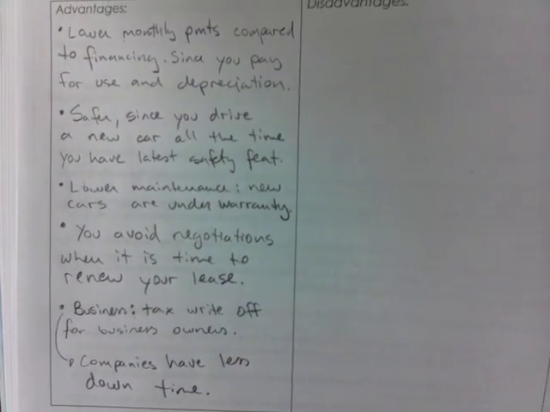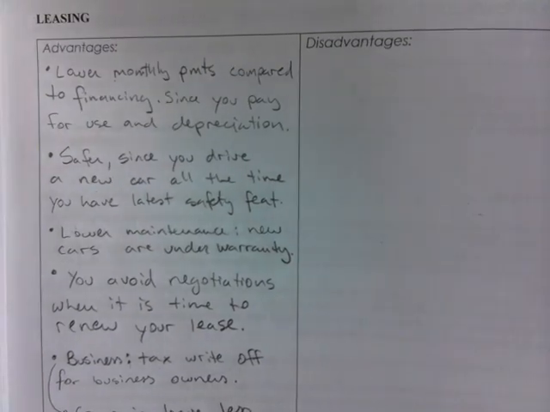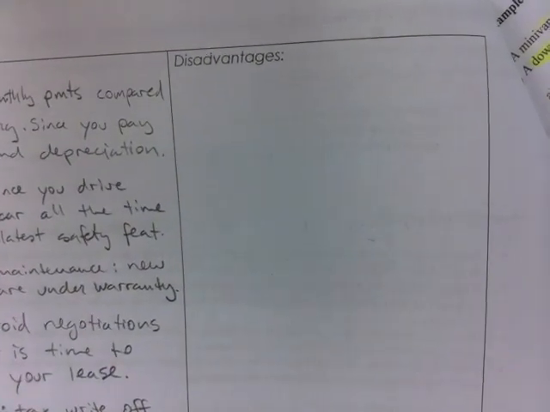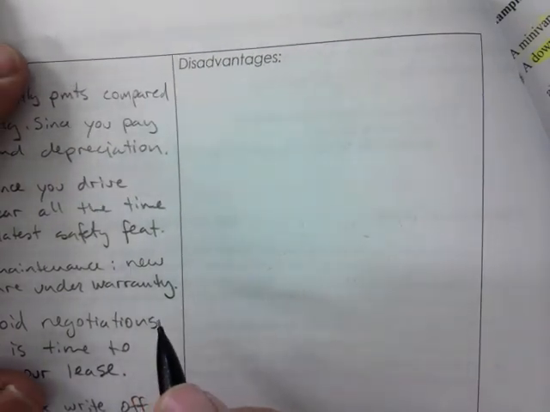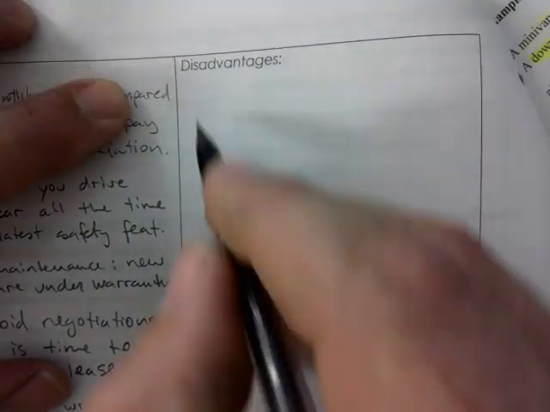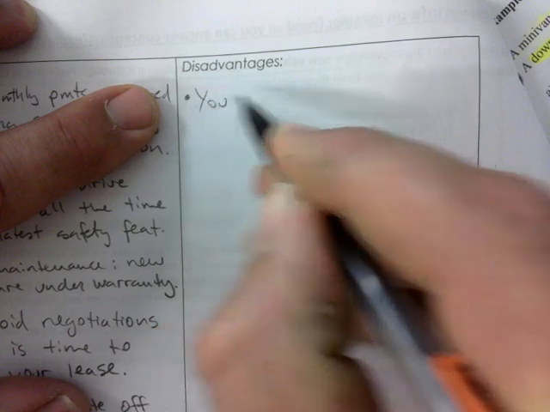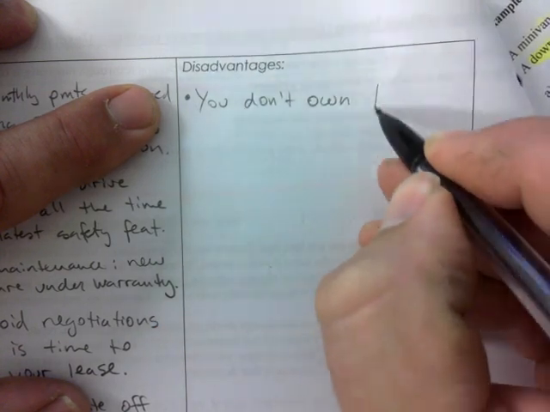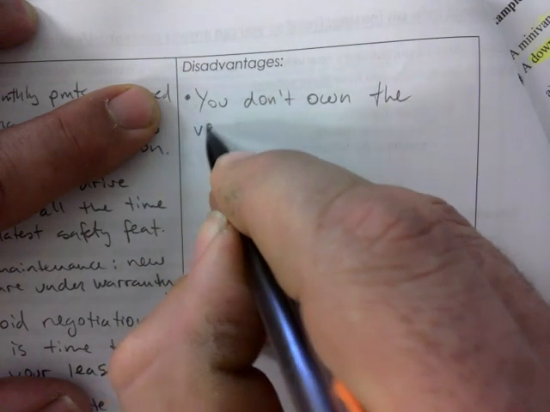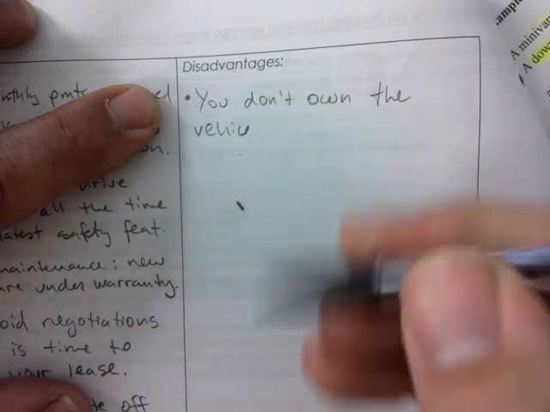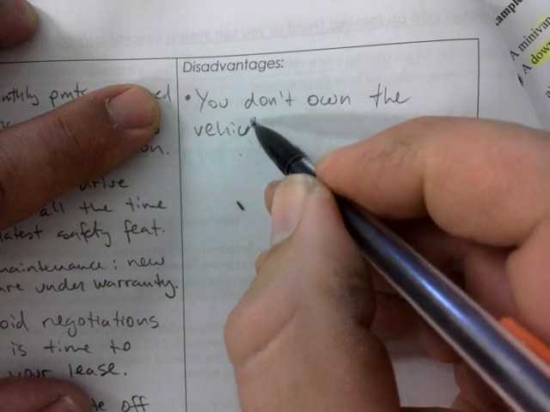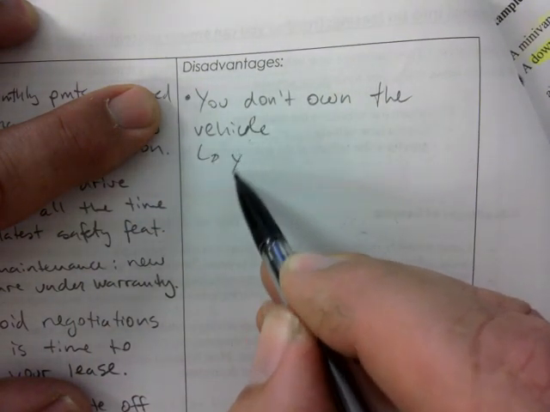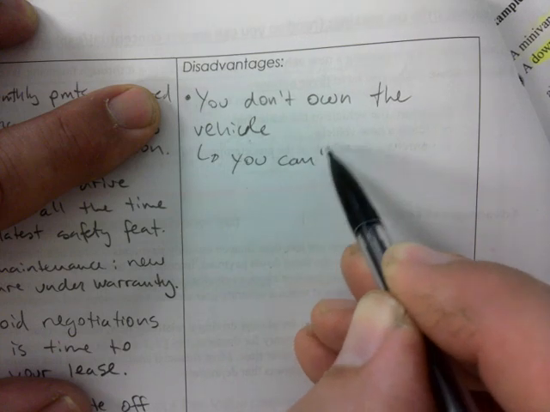Disadvantages. If I'm a little fast, it's recorded, right? Disadvantages. You don't own the vehicle. Oops. So this can be used multiple times. You don't own the vehicle, right? You can't modify it.